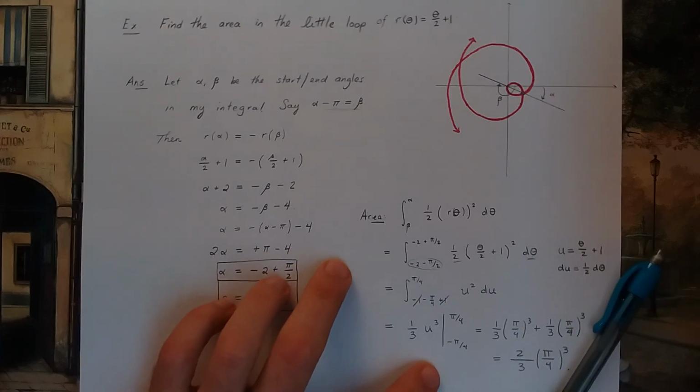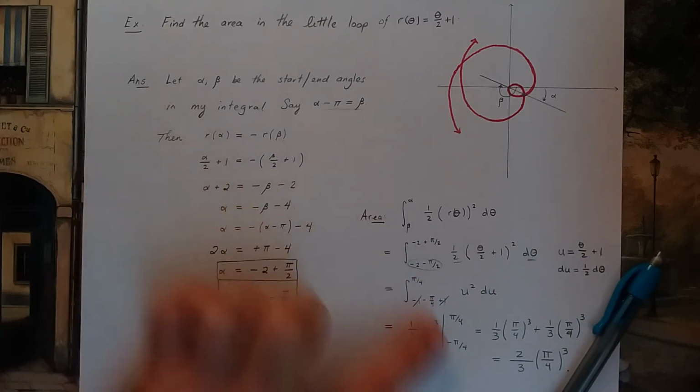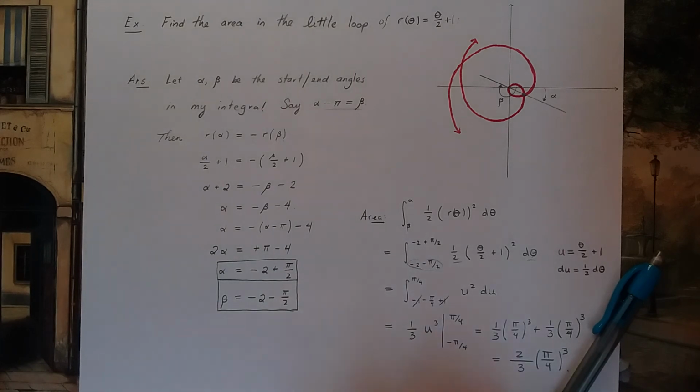All right, that was a tricky problem, not because the integration necessarily was tricky, but I think finding the alpha and the beta was a little bit tricky. That's why I was showing it to you as an example.